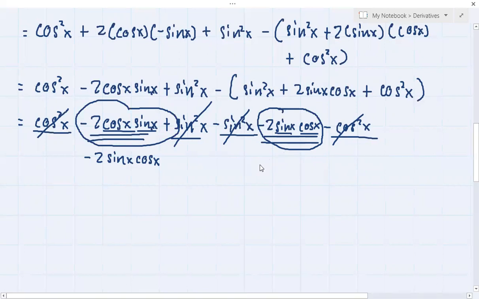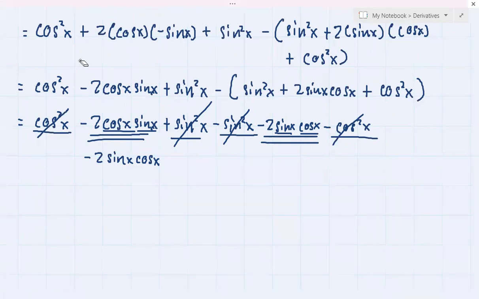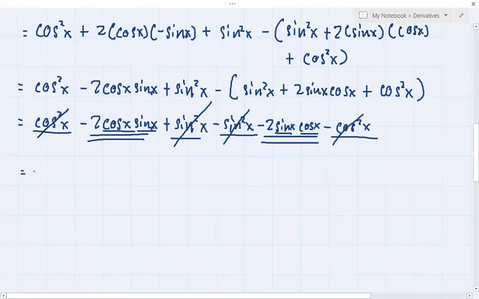Okay? So therefore, we can combine these two. So negative 2 sine x cosine x minus negative 2 cosine x sine x, ang resulta nun will be, wait lang. This will be negative 4 times sine x times cosine x. Pwede na to as your final answer. Or, pwede pa natin itong isimplify.